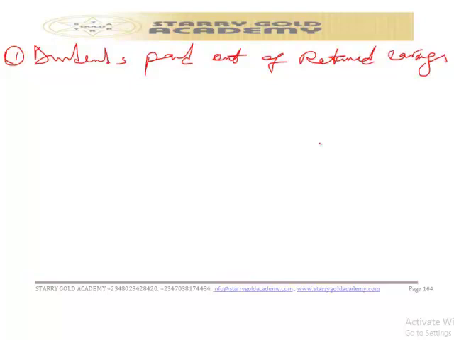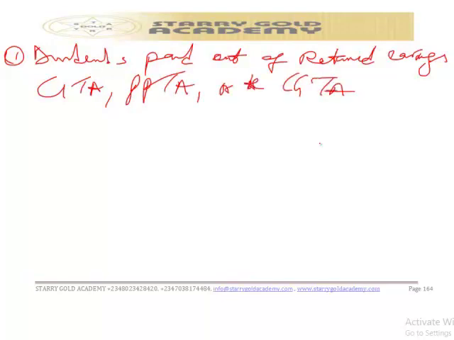Now the dividend paid out of retained earnings of a company will be excluded or exempted from the provisions of section 19 of SITA, provided that the dividends are paid out of profits that have been subjected to tax under the Companies Income Tax Act, Petroleum Profits Tax Act, or the Capital Gains Tax Act. So this is the condition.